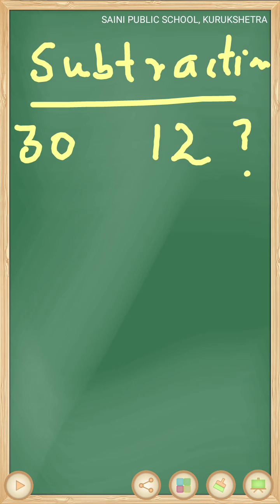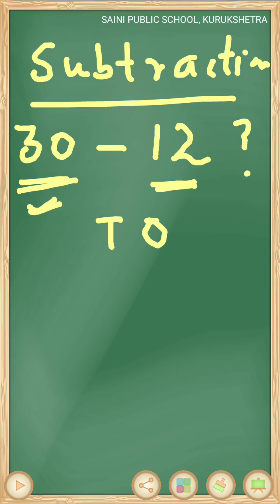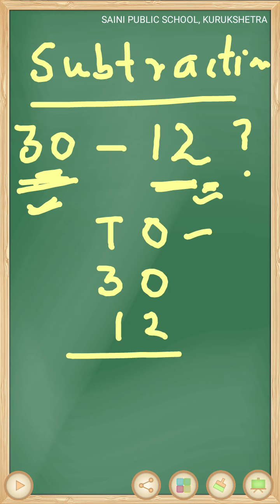You have to subtract 12 from 30. This is the symbol for subtraction. Now, for doing subtraction, we will first write places according to the given number. These are two digit numbers, so we will write two places here. Observe 30 is the bigger number and 12 is the smaller number. So we will write 30 at top and 12 at bottom. We always write the bigger number at top and the smaller number at bottom.